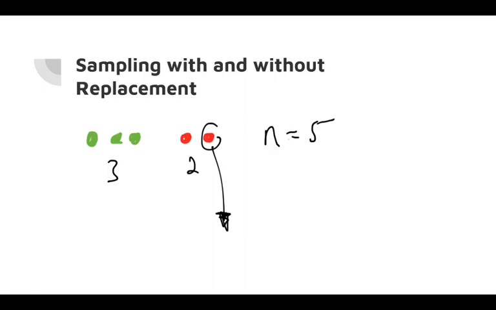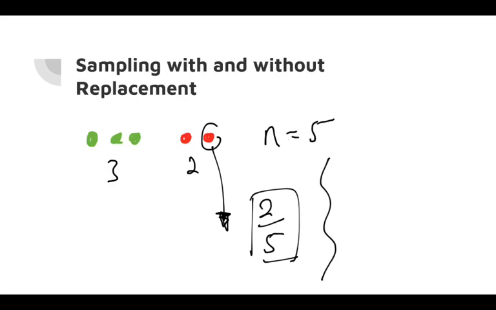Before I even reached in, what's the chance of me having drawn a red? Well, there are 2 options out of 5. If I don't put that red back, what are the chances of me drawing a red now? Then my chances drop to just 1 out of 4. The probability changes if you sample without replacement. Every time you draw a sample, you're changing the probability of every other.